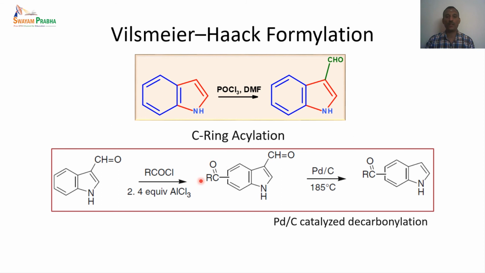And after the acylation occurs on this one, palladium carbon reduction basically reduces this particular one. So this actually decarbonylation takes place when we do the reaction at a very high temperature. So the CHO group is lost to give the acyl substituted indole derivatives.